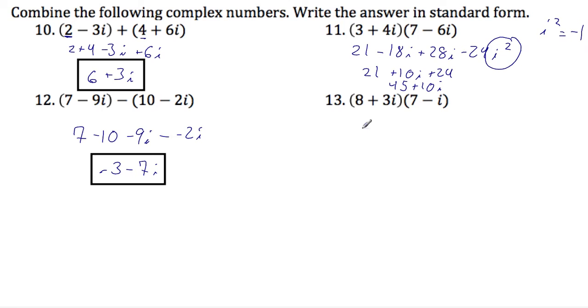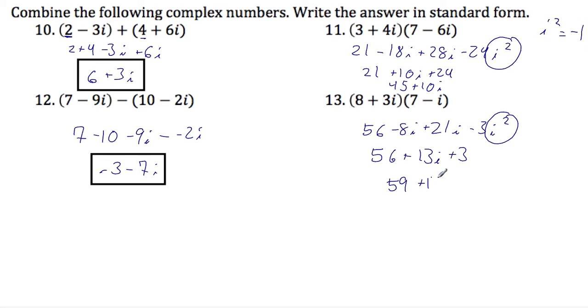Down here, and that's my answer. I can't really box that. Down here, we get, again, FOIL. So 56 minus 8i plus 21i minus 3i squared. Cleaning this up, I get 56 plus 13i. i squared is -1, so -3 times -1 is +3. So I get 59 plus 13i. And that is the answer.